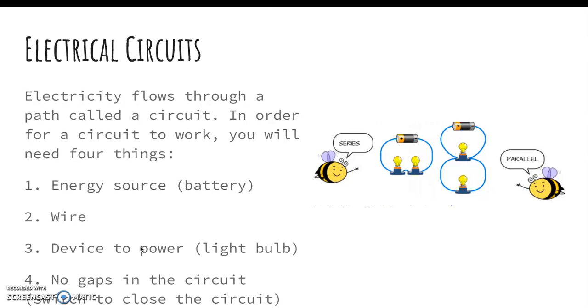A parallel circuit connects devices with branches. For example, if one light goes out, the electric current can travel through another branch and the rest of the lights will stay on.